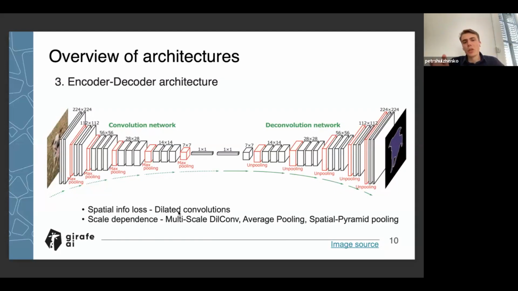It's just a convolution with a certain step. Like this, you can increase your receptive field. And also there is a problem of scale dependence. Actually, this is a tricky question, because sometimes people refer to scale dependence as images with different resolutions, and sometimes people refer to this problem as objects with different sizes.